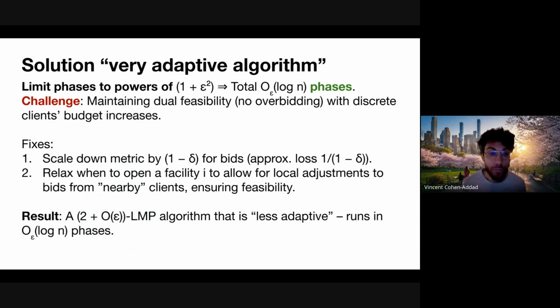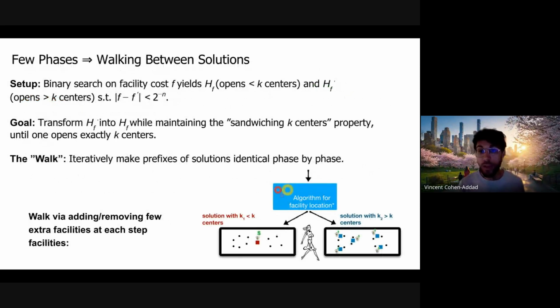So we have some tricks to deal with that, some ideas. We scale down the metric so that we lose this 1 plus epsilon factor in a reasonable way, and we relax the way we can open facilities. We can open facilities if they are close to being paid for. Then we can adjust the clients. And that gives us this 2 plus epsilon LMP algorithm that is less adaptive, that has only these log n phases. And then if you have these log n phases, we can do this bypass rounding, right?